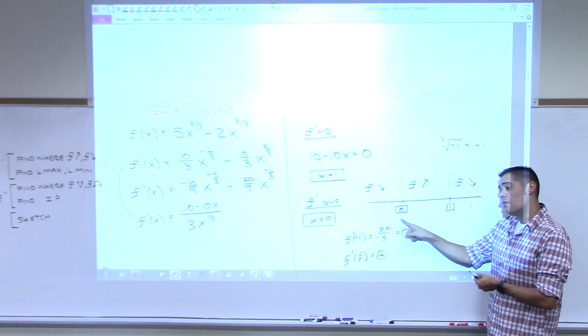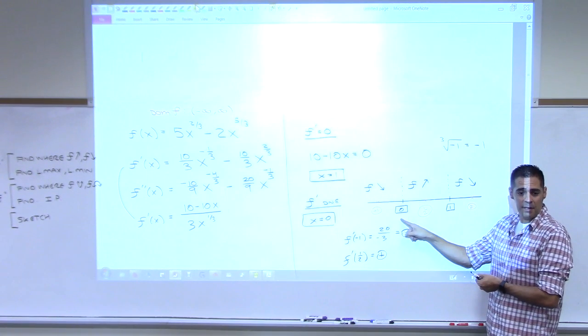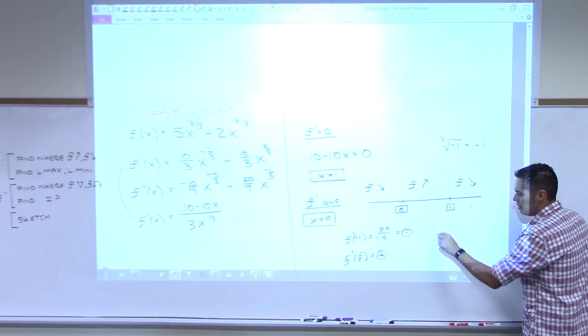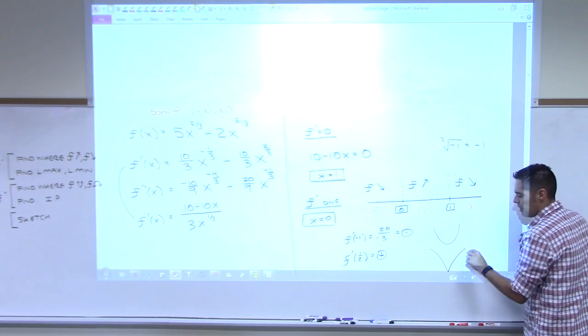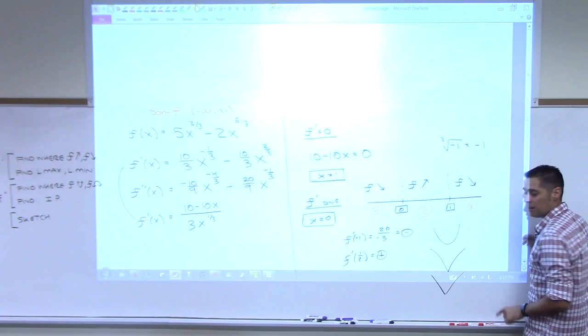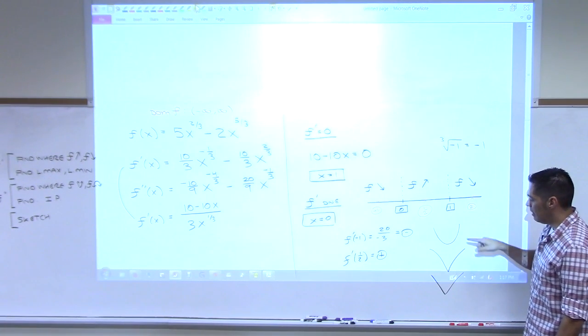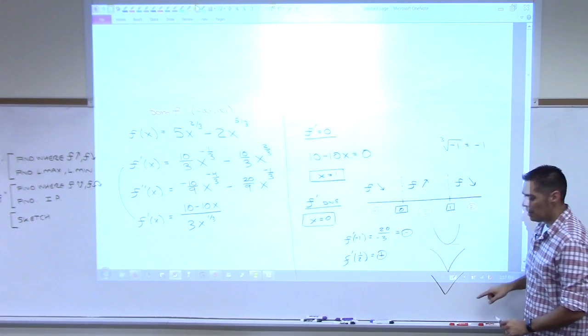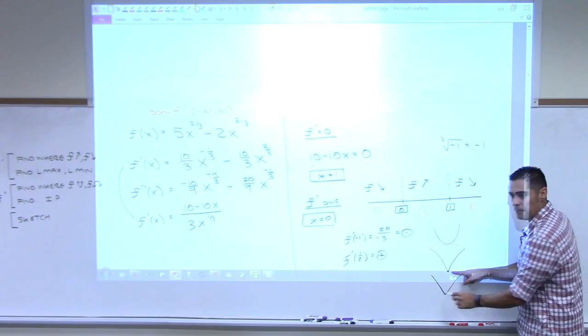But this is also a local minimum. So we're actually going to have a cusp here if we graph it, because it's a minimum, right? And the only way you can have a minimum is if it does this or something like that, or if it was a sharp V like that. And it's not this because here the derivative at that point would be 0. At these two it's undefined, isn't it?